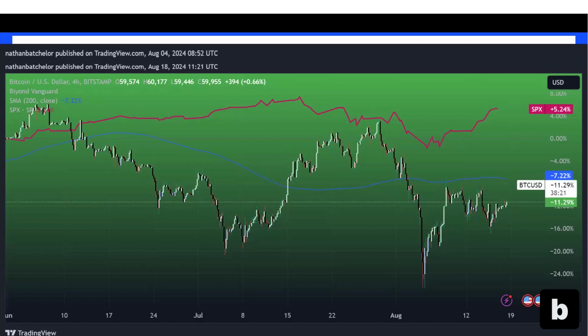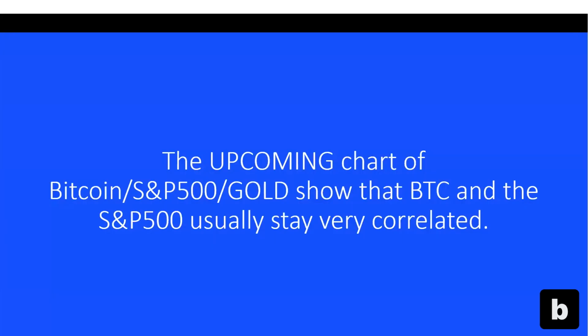So if we don't see stocks moving lower this week, we can assume that Bitcoin at some point is going to start to move higher to catch up with stocks, bearing in mind that correlation.